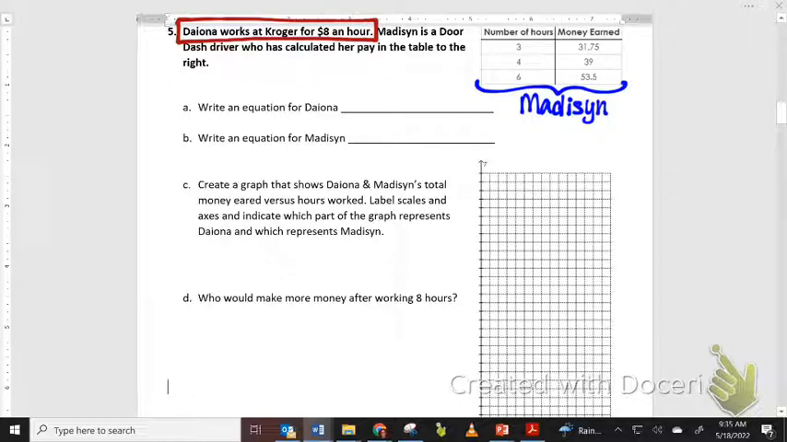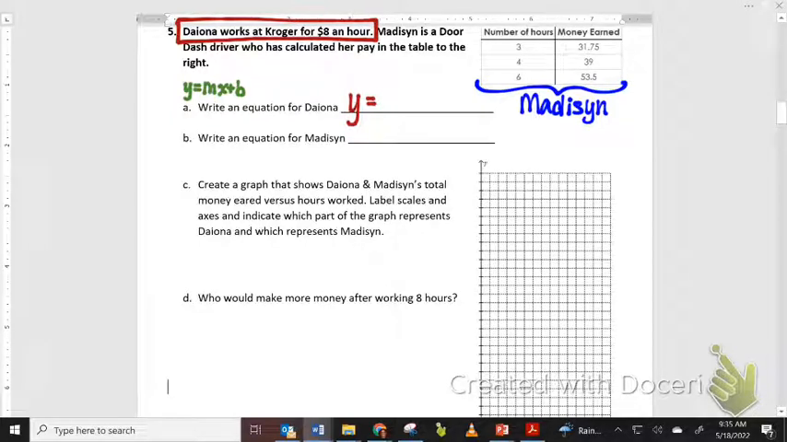Slope-intercept form. So I need to write a y equals mx plus b form. How do we know that it's slope-intercept? Yep. She gets $8 for each hour. They're going to add $8, add $8, add $8. When you see this pattern of repeatedly adding the same amount over and over, that's going to be a y equals mx plus b. That's going to be a linear function. All right, so for Diana, I need a y equals what?